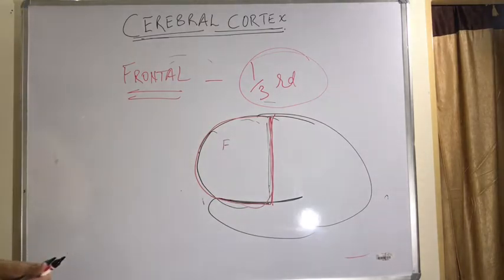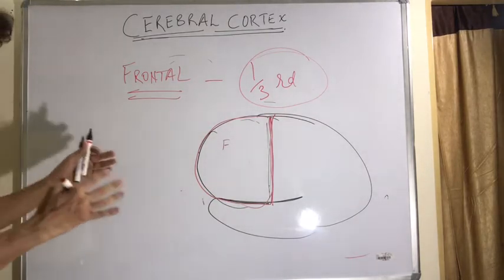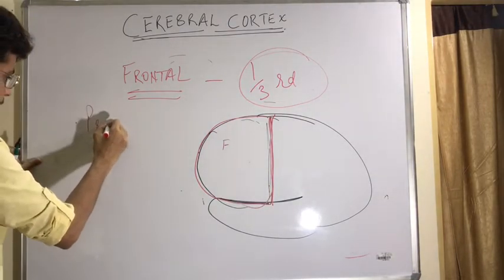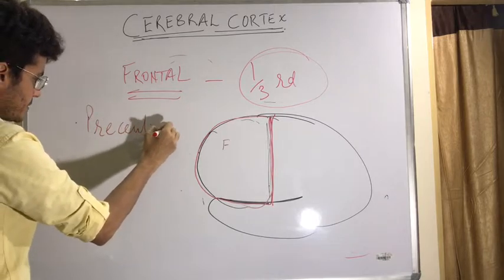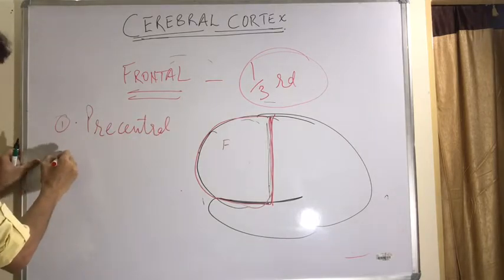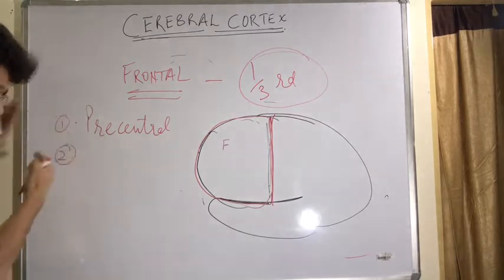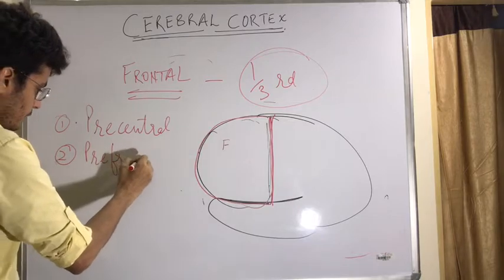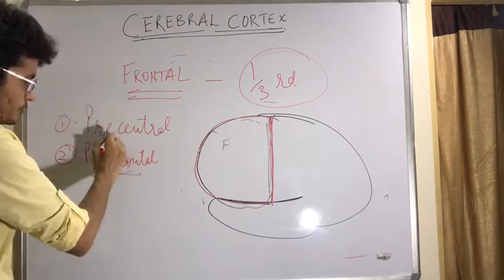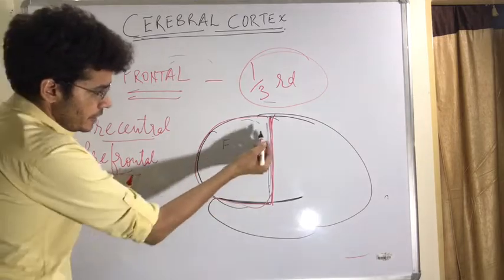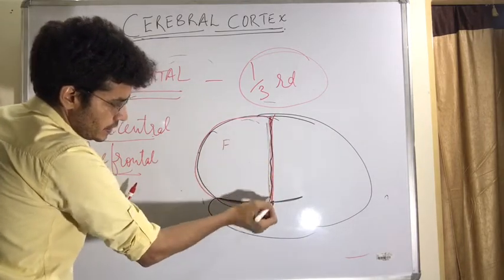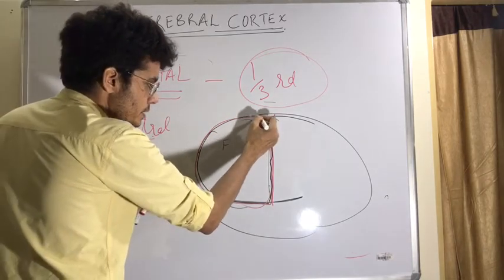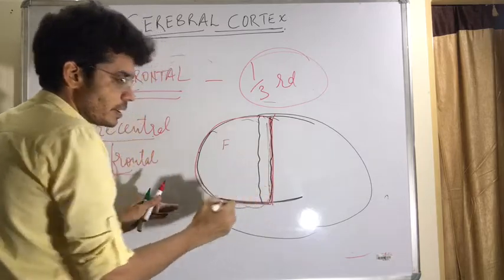Now this frontal cortex can be studied in two parts. One is the precentral cortex, and the second is prior to the precentral, which is called the prefrontal cortex. The precentral means it is in front of the central sulcus. So in front of the central sulcus, what is the name of the gyrus? That is called the central gyrus, the precentral gyrus.